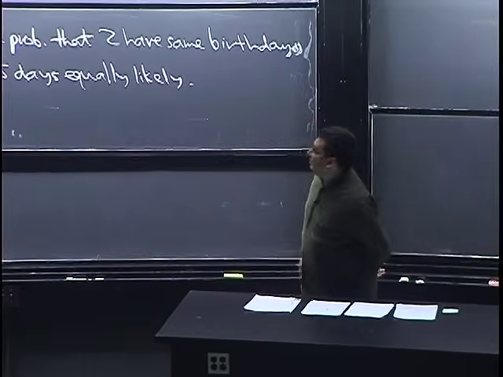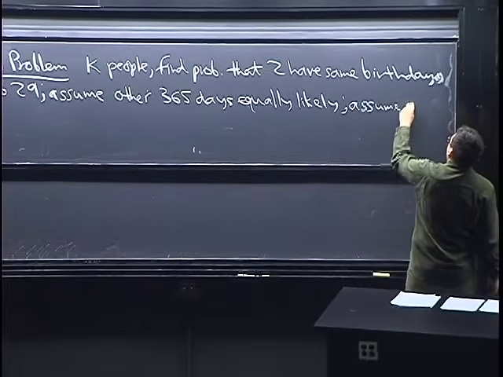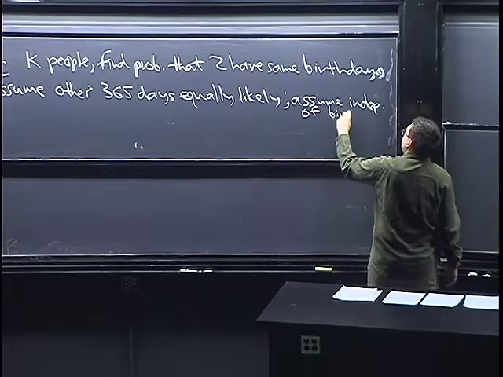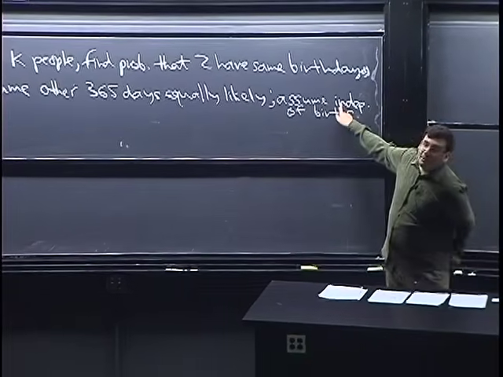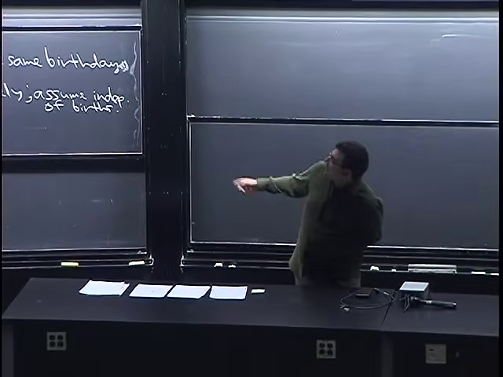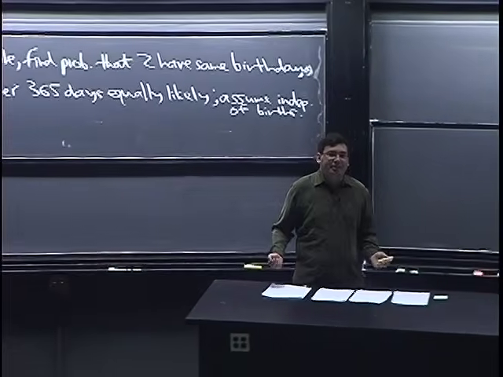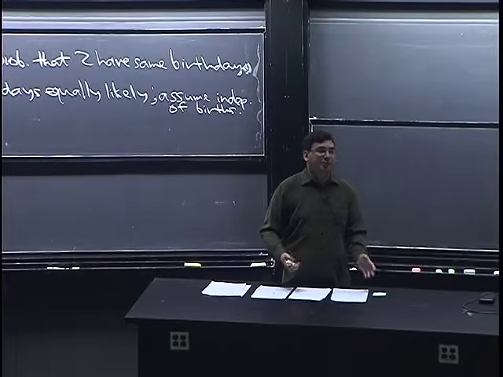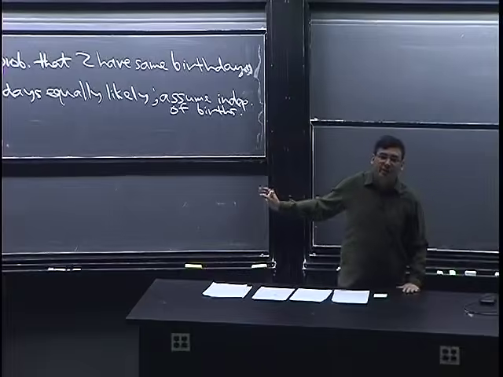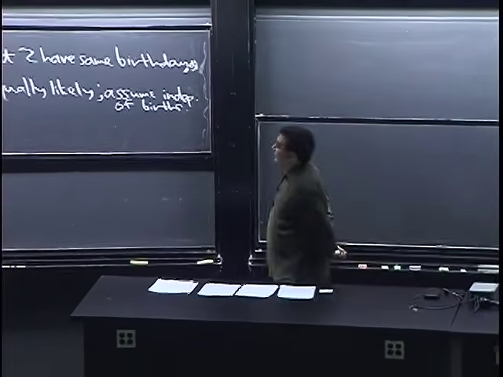And we're also going to assume independence. Later, we're going to talk more about the formal definition of independence. I'm going to say independence of births, but right now I just mean that in an intuitive sense. Like, for example, if we knew that in this group of k people we had twins, then that's going to change things, right? We assume that one person's birthday has no effect on anyone else's birthday. So using the word independent kind of in an intuitive way here. Okay, those are our assumptions. And now we want to find the probability.